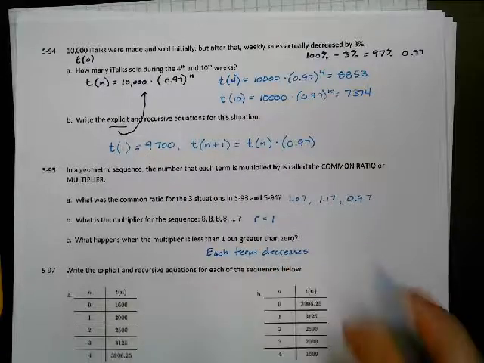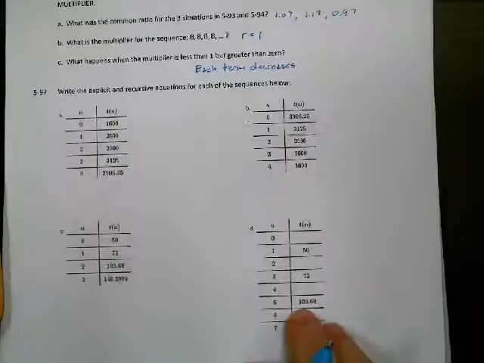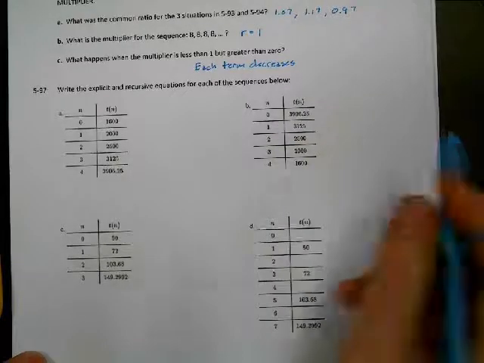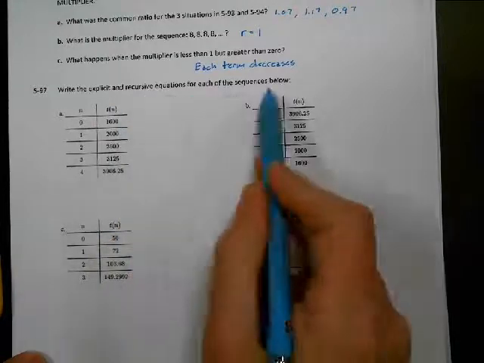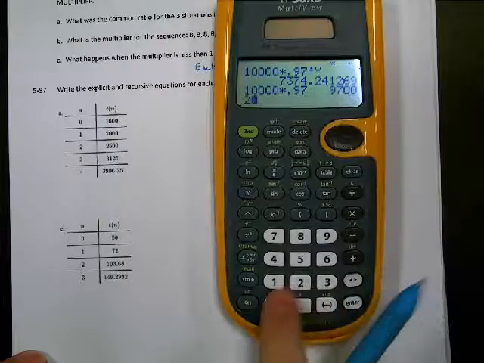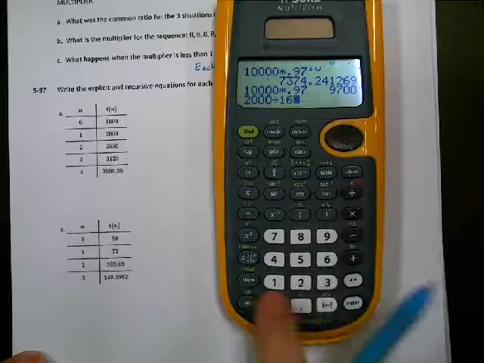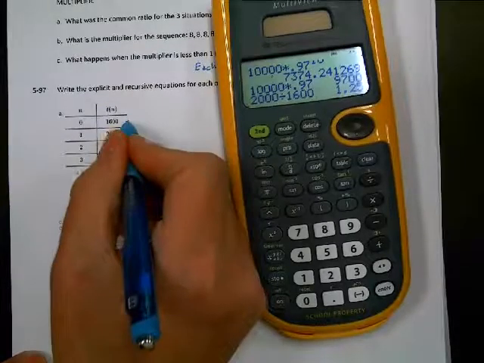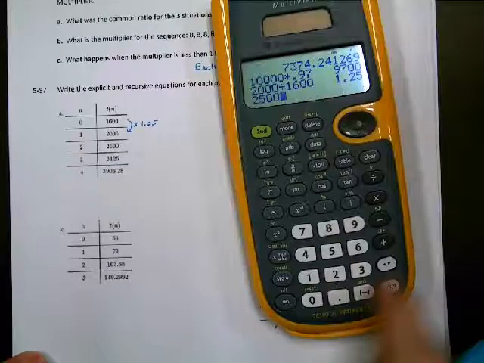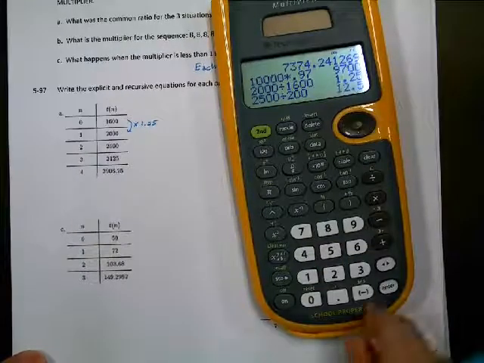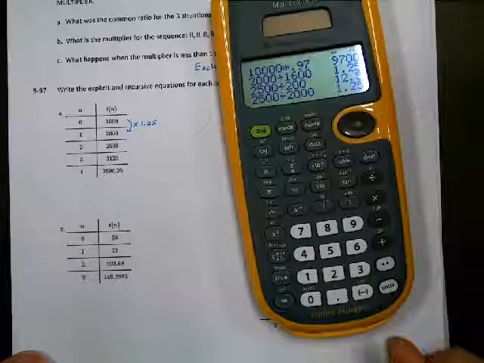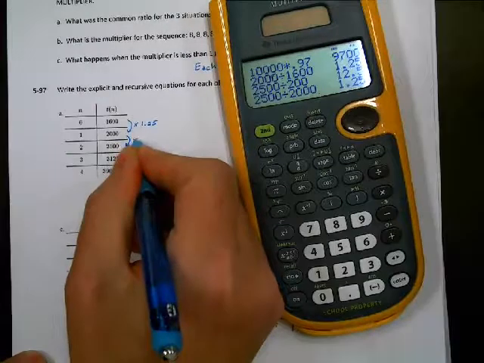All right, so 5-97. I've got 4 minutes before class starts, so let's see if I can finish this up real quick. So over here, we're going to write the explicit and recursive equations for the sequences below. Okay, from 1600 to 2000, let's see if we can figure out what's going on. So we would do 2000 divided by 1600. That's 1.25 that it's multiplying by. Let's see if that keeps on happening. 2500 divided by 2000. That's 1.25. Okay, so our common ratio or our multiplier is 1.25.